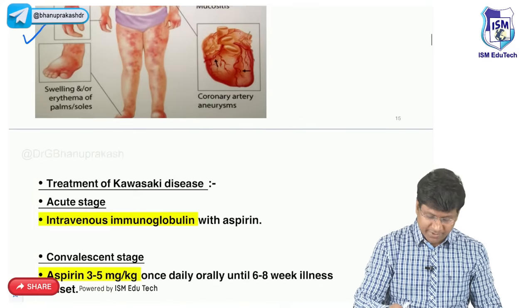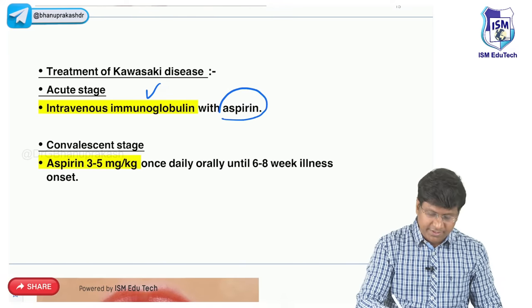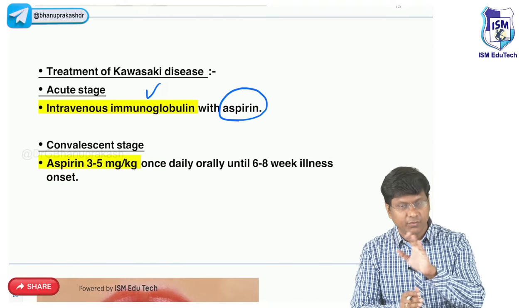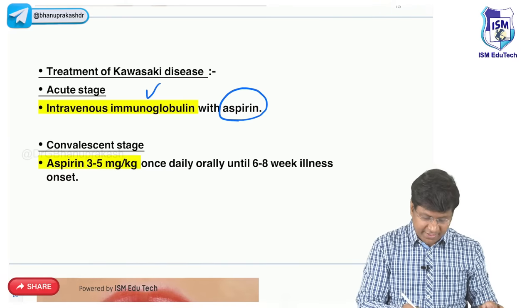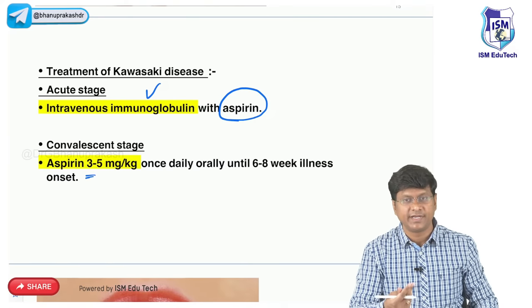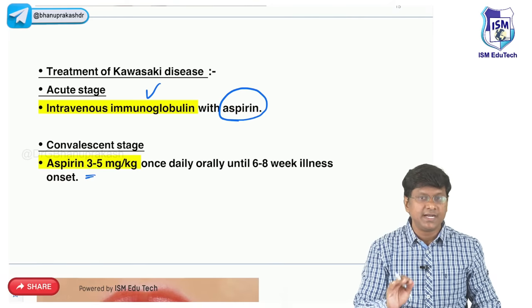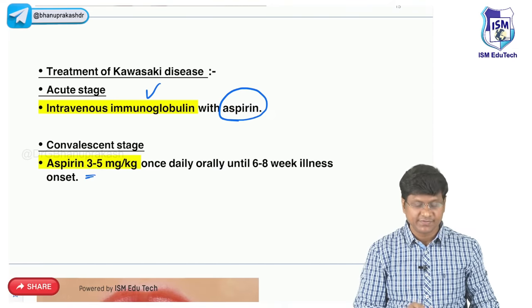Now, if you see the treatment, in the acute stage, we give intravenous immunoglobulin along with aspirin. But in case of the convalescent stage, when the disease CRP is reducing, the intravenous immunoglobulin will stop, and then we give only aspirin at a dosage of 3 to 5 milligrams per kg once daily orally until 6 to 8 weeks from illness onset. So that is during the convalescent phase.